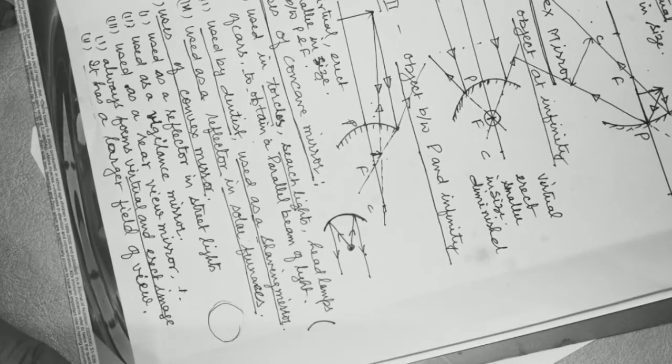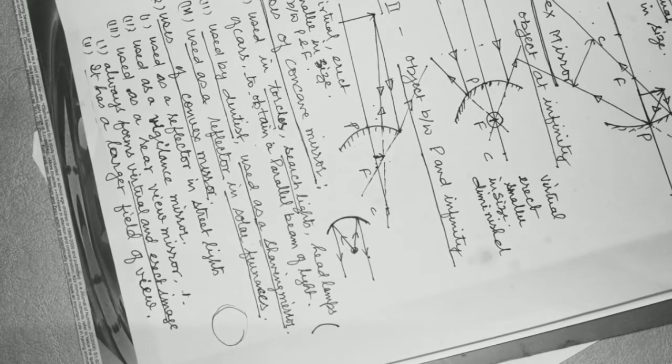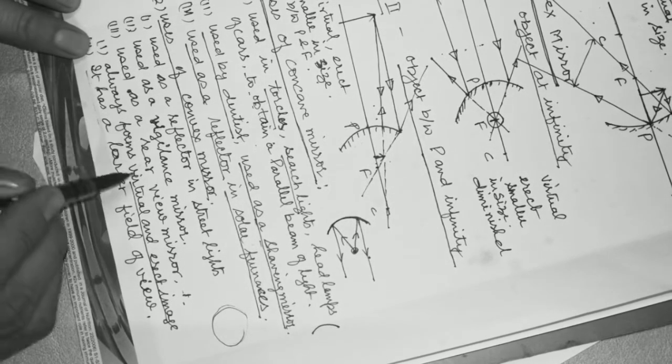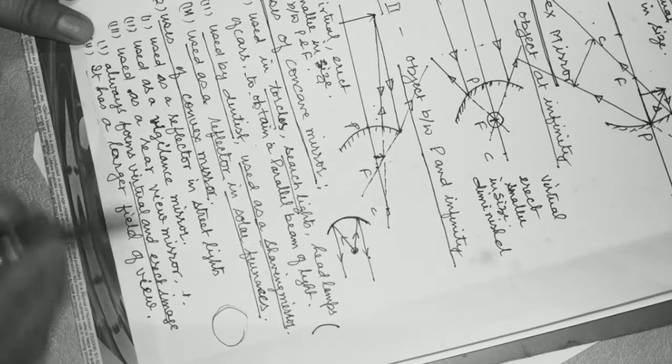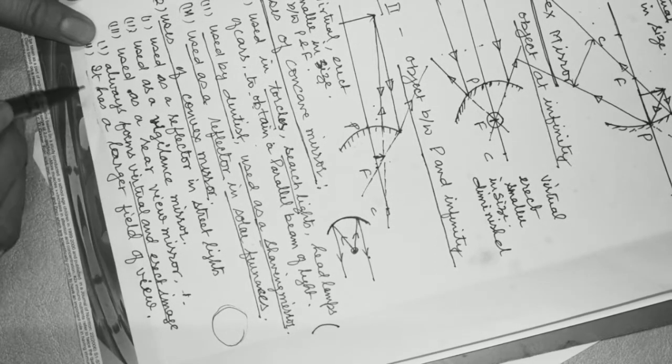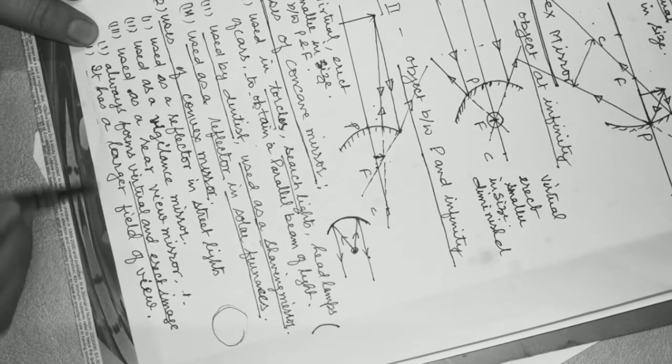So in examination the question comes, why do we prefer convex mirror as a rear view mirror? The answer to that question you can write: we prefer convex mirror as a rear view mirror because it always forms a virtual and erect image and it has a larger field of view.